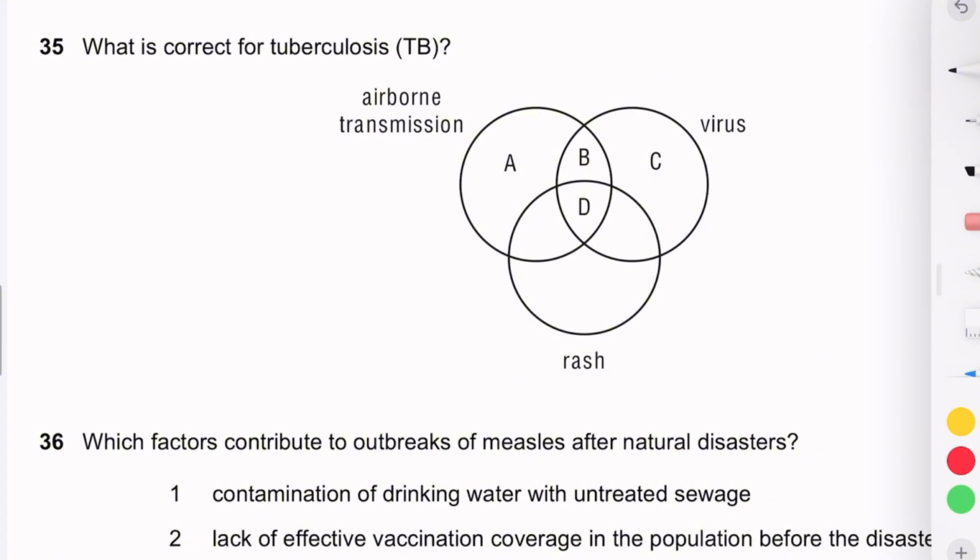Does it cause rashes? No, rashes is not one of the symptoms of tuberculosis. So A is your answer.